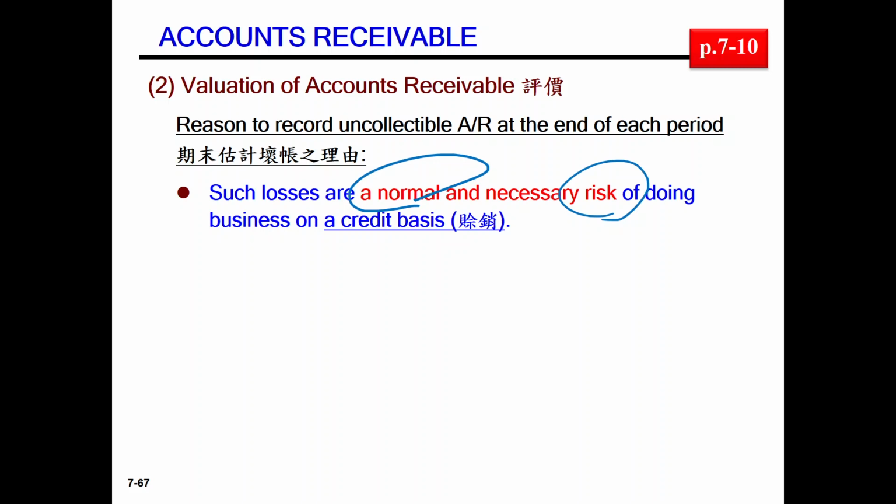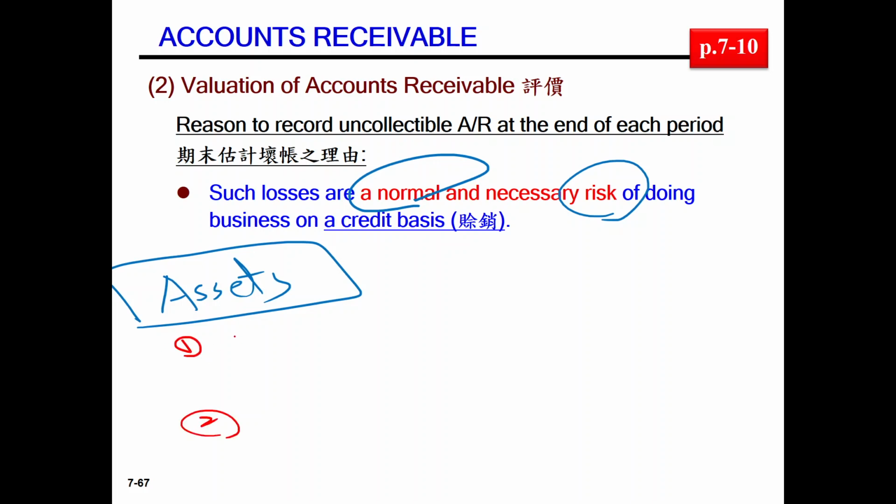Then also, why do we have to estimate the bad debts at the end of each period? Don't forget. For assets, you have two very important issues. Every kind of asset, we've mentioned a lot. Any kind of asset, always we consider two important issues. What's the first one? Whether if I sell the asset, whether it's a true sale or not.